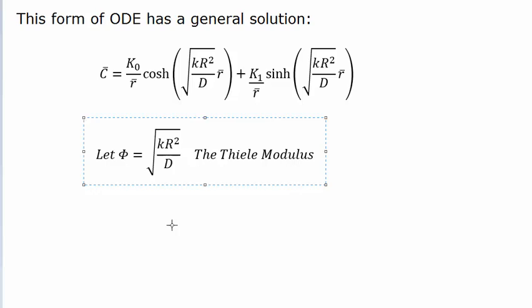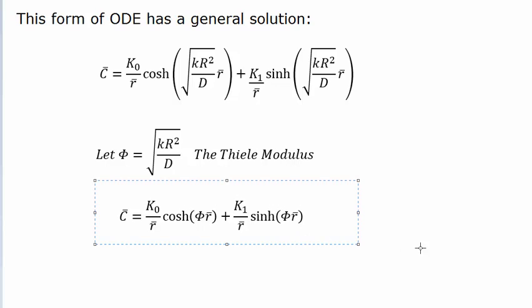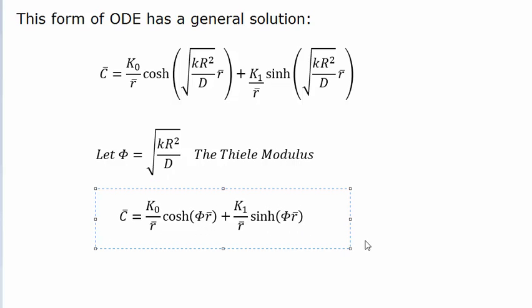At this point, we introduce a new dimensionless, well, it should be dimensionless, variable that we're going to refer to from now on as the Thiele modulus, which is an important group. And it's simply going to take the form of these two constants that are located within your hyperbolic trig functions. Subbing that in, we get a slightly simpler general solution that looks like this. That is a function of our dimensionless radius and our dimensionless concentration.